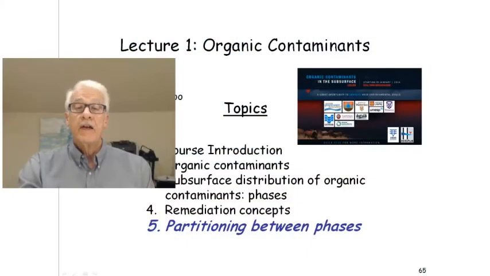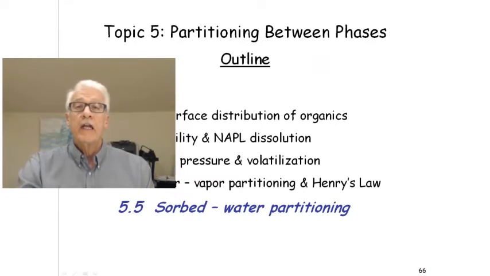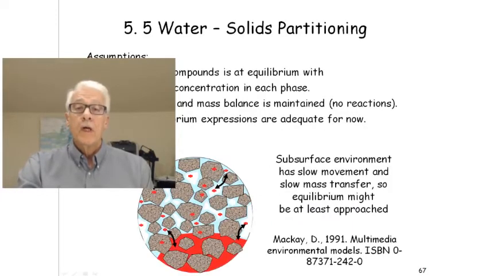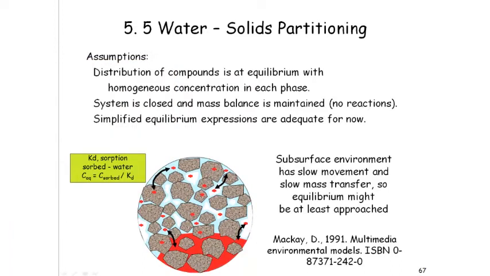To the 8th and last section of Lecture 1, Organic Contaminants. We're still talking about partitioning. In this case, it's between the sorbed phase, or the solid material, and the water. We're going to assume again, as we have in the past, that this distribution occurs at equilibrium. The system is homogeneous, each phase is homogeneous. The system's closed, there's no mass loss in the system.